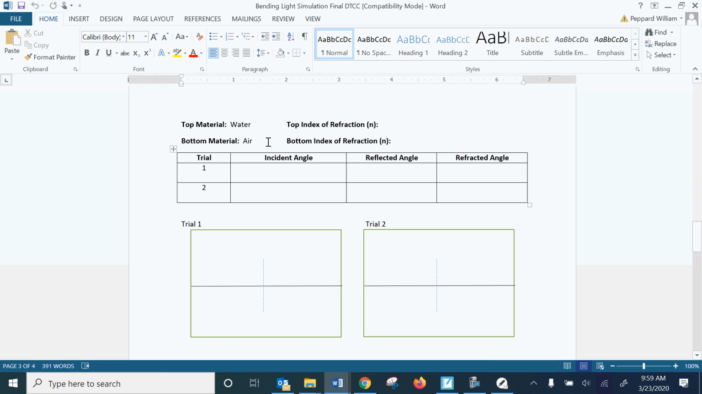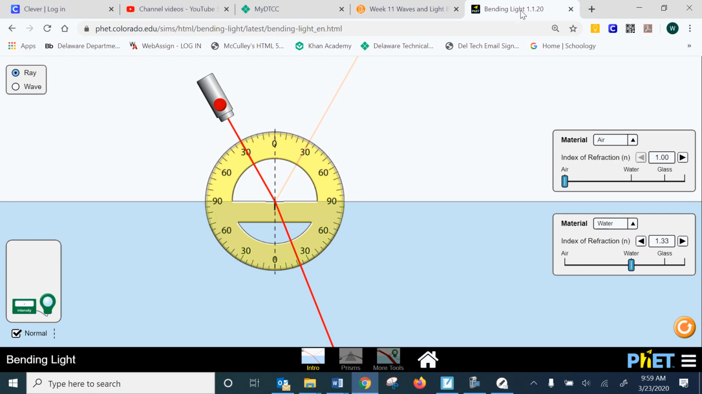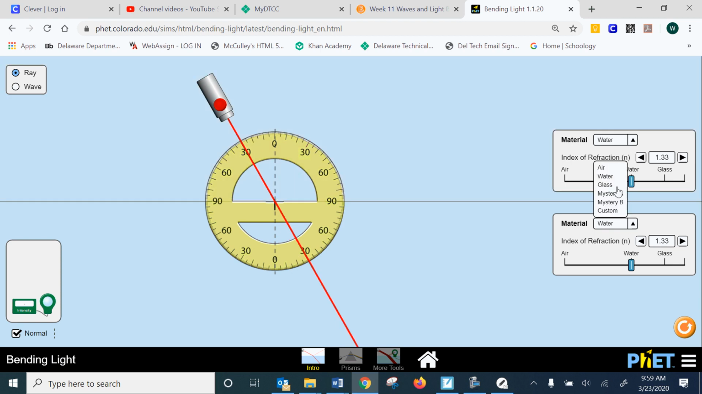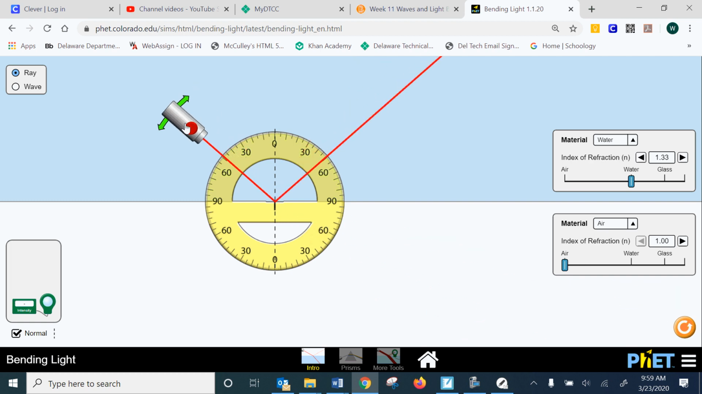So let me start out with this one where I just flip the thing. So it's water to air. It starts out in water and it's going to go into air. Right now this one's fine because I have my incident beam, my reflected beam, and my refracted beam. But if I move this to a certain angle, oh, what happened? The refracted beam disappeared.